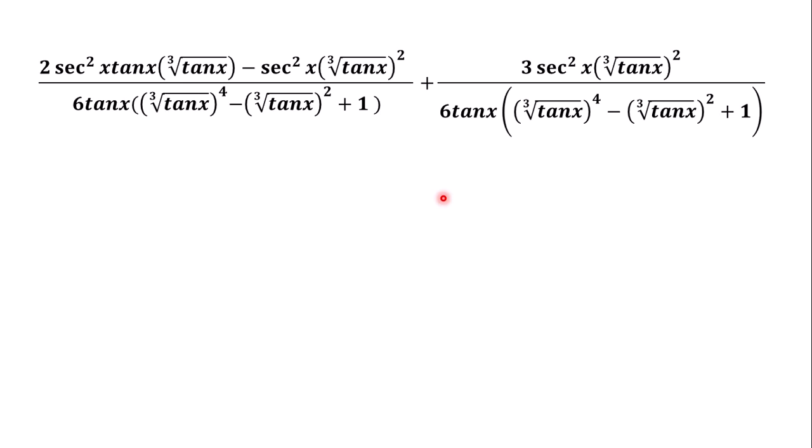Okay, all right, so the denominators are the same, so let's add the numerators. This one is the same thing as this, but here is minus secant x squared cube root of tangent x to the power 2. Here is 3, here is only 1, so 3 minus 1 will give us what? 2. So we are going to get 2 secant squared x times tangent x times cube root of tangent x, plus 2 secant x squared times cube root of tangent x squared, all over this.